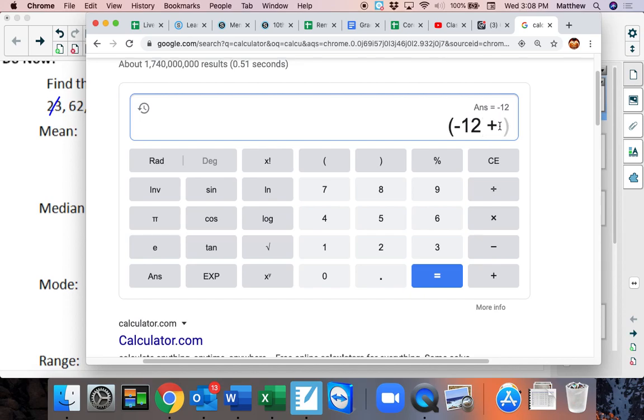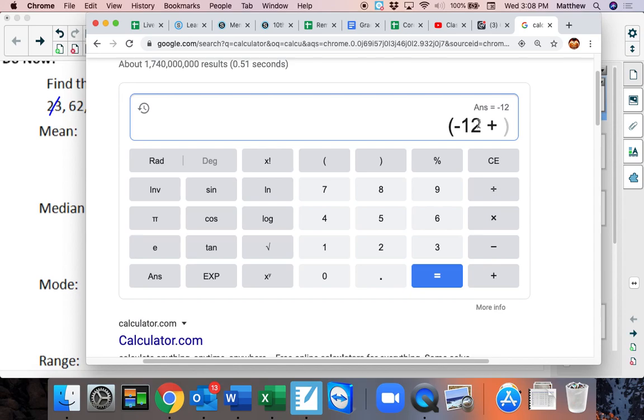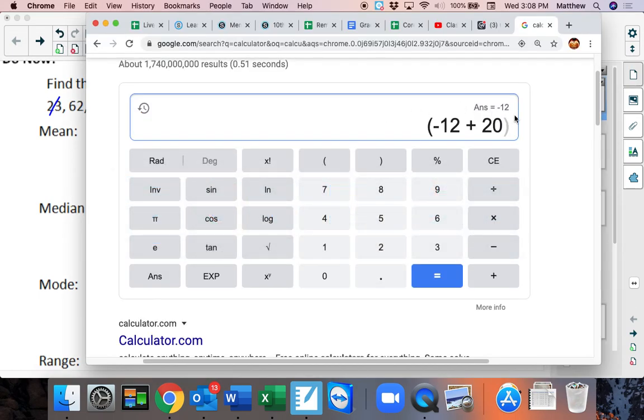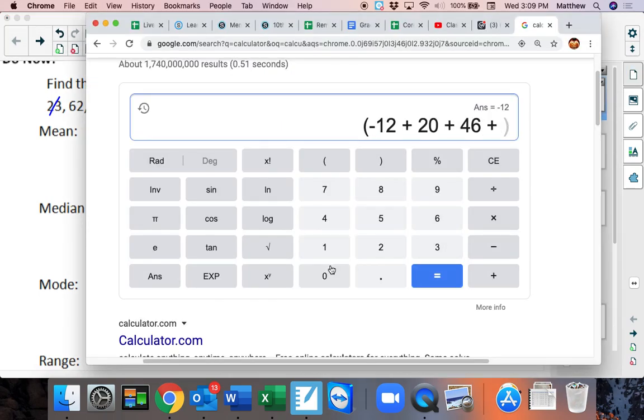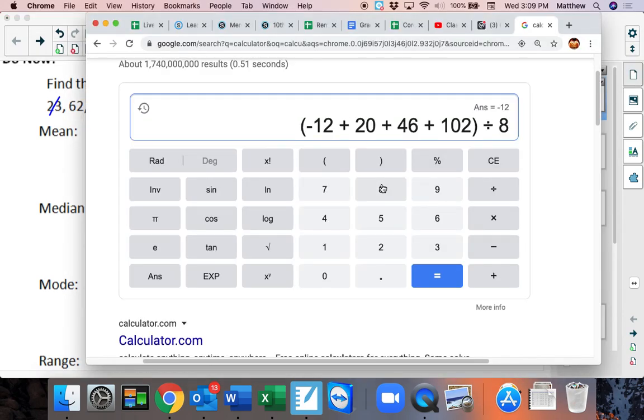-12, that's those first two, plus 5 plus 15 is 20. Let's do a little bit together. So that was 20. 23 plus 23 is 46, so plus 46. And then we've got 40 plus 62 is 102. So plus 102, close parentheses, and we're not dividing by 4. Remember, all of our terms, we had a total of 8. So divide by 8, we get 19.5.